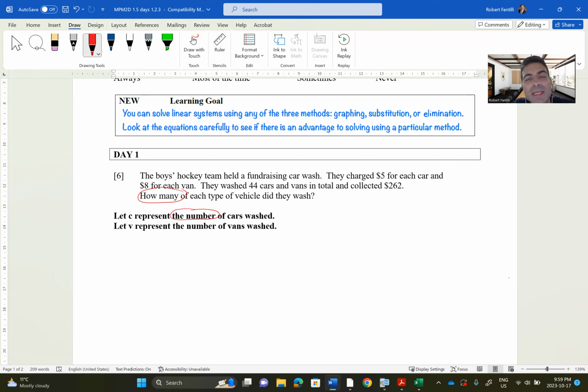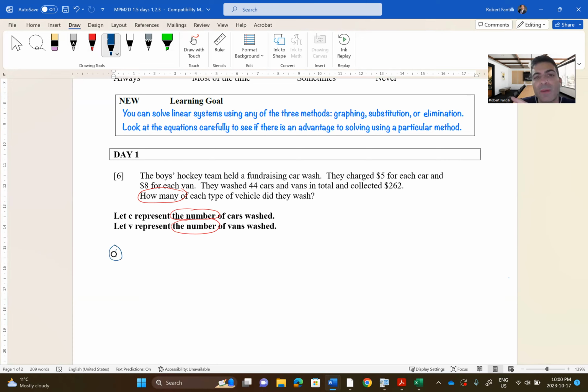So now when we're thinking about our first equation, generally the first equation is a simple one. Because we're looking for the number of cars and the number of vans, and we've already been given that there's a total of 44 cars and vans, then we can say C, which is the number of cars washed, plus V, the number of vans washed. In total, there's 44 of them.